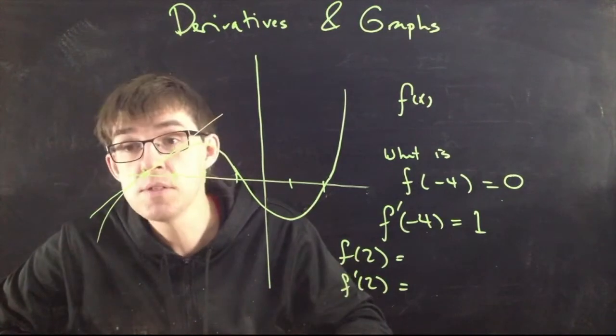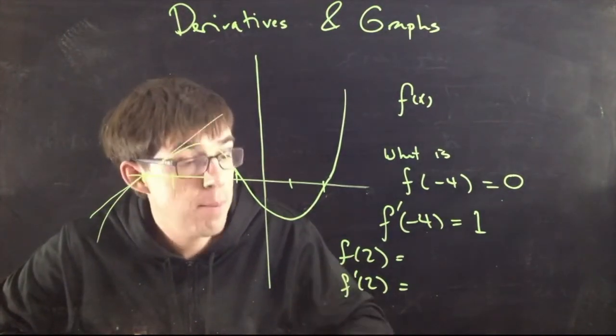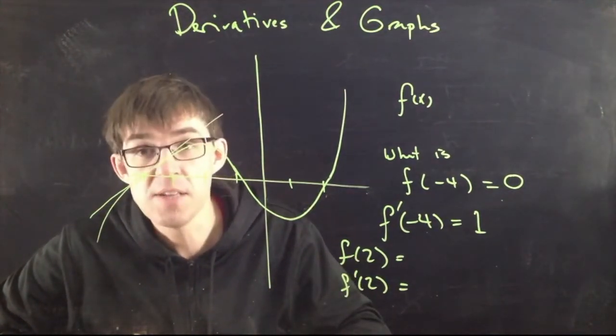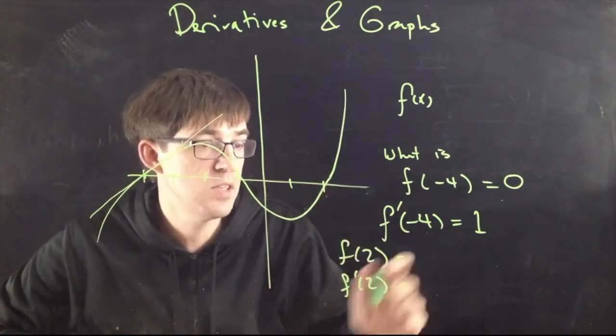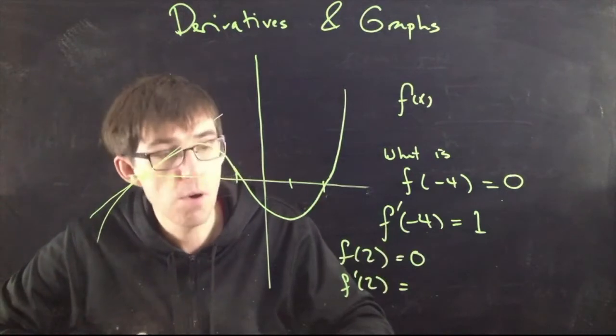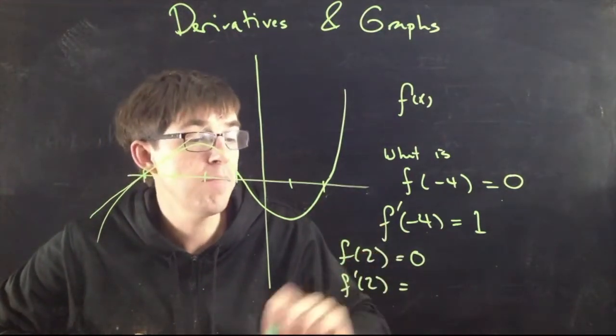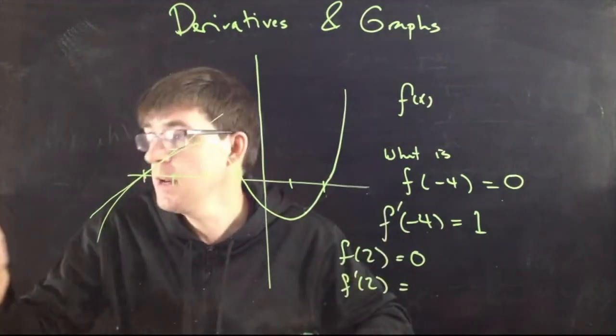F of 2 means what is the y value. F prime of 2 means what is the slope of the tangent line. Very different. What is f of 2? The y value here is 0. This one also is 0 for its y value. But f prime of 2 is the slope of the tangent line at this point.